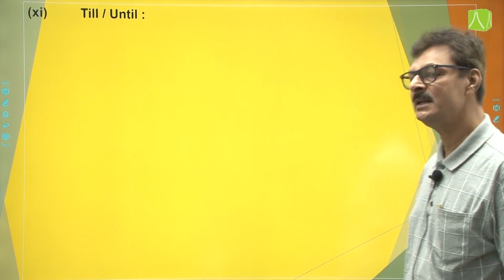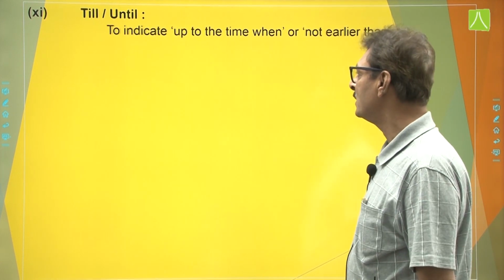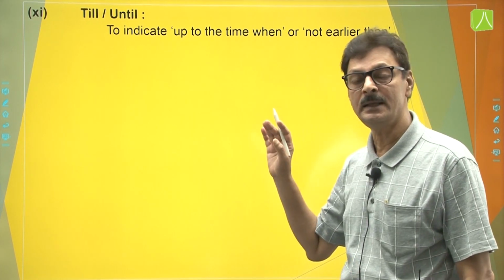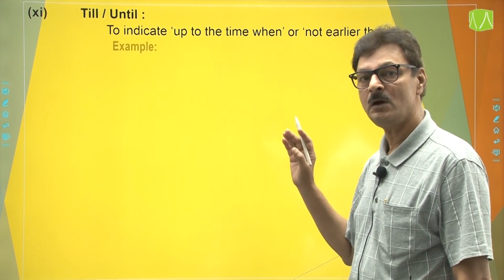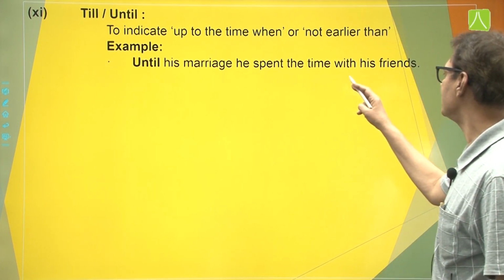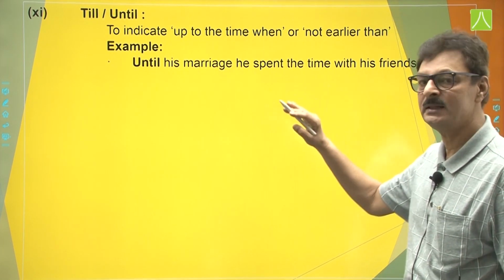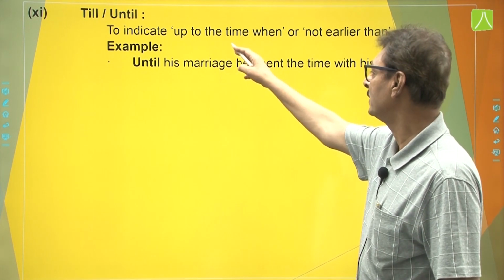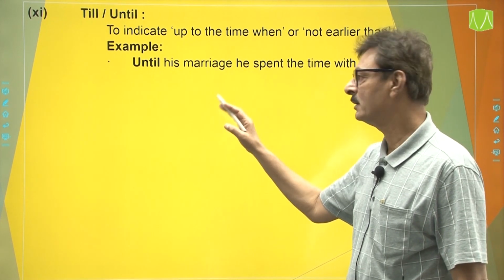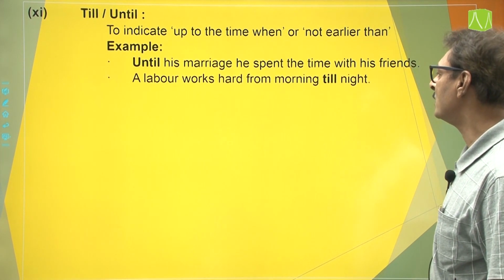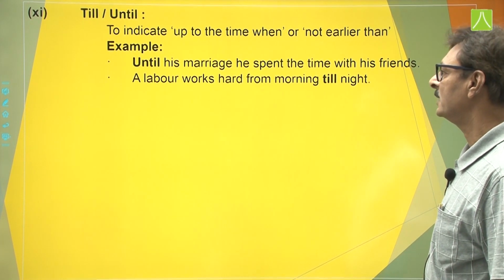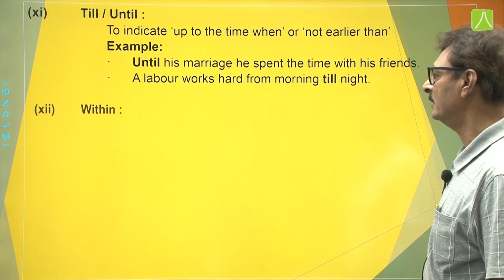Next preposition is till or until. To indicate up to the time when or not earlier than. This is the way till or until are used. Examples for you. Until his marriage, he spent the time with his friends. तो शादी के पहले तक, up to that time. आफ्टर मैरिज दोस्तों के संग मिलना जुलना कम हो गया. A labor works hard from morning till midnight. The usage of till or until.